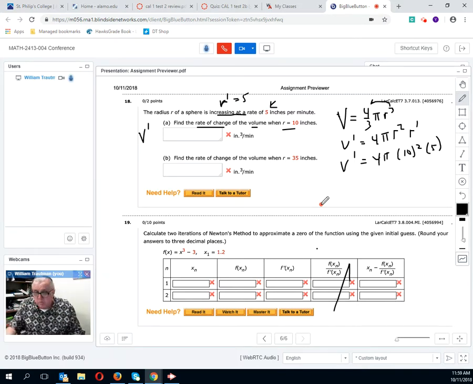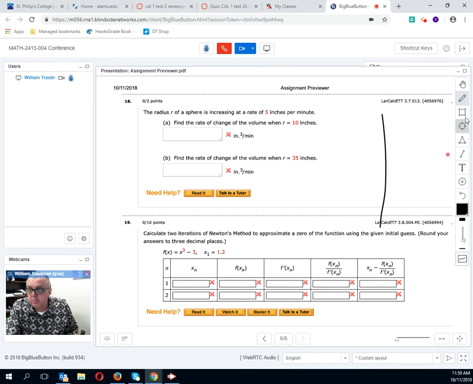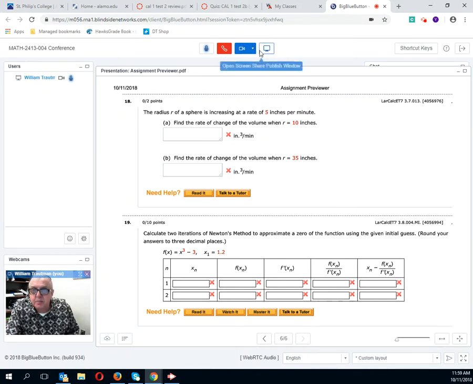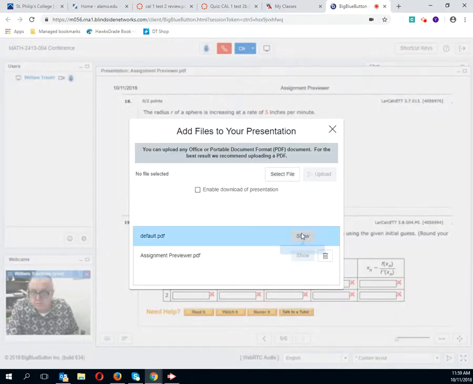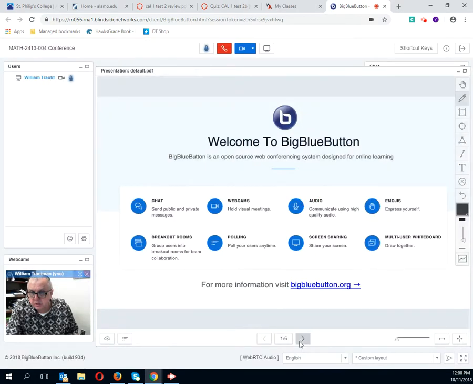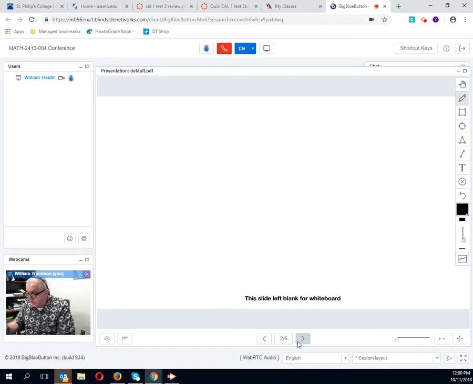Oh, wait, there were a couple more I wanted to do. Give me a second. Don't leave. There are a couple more I wanted to look at. Let me find some paper. I don't even think it'll let me add a blank piece of paper in here. You would think it would. Oh, there's the default. Okay, so I think there's one or two more.